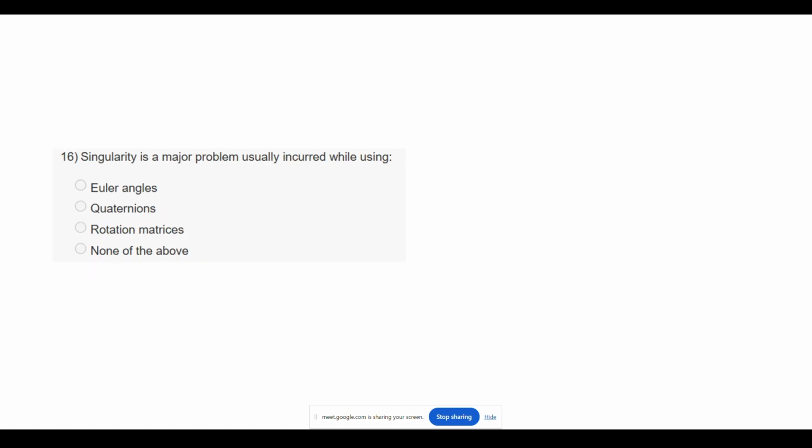Singularity is a major problem usually incurred while using Euler angles, quaternions, rotation matrices, or none of the above. The answer is Euler angles because if the two axes overlap, then the degrees of freedom go down.